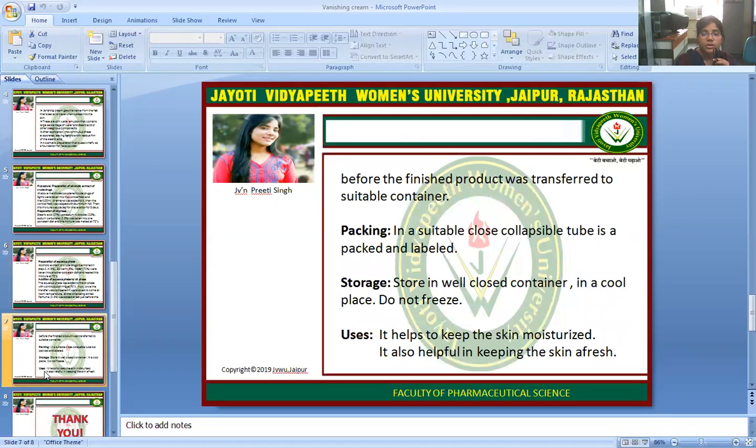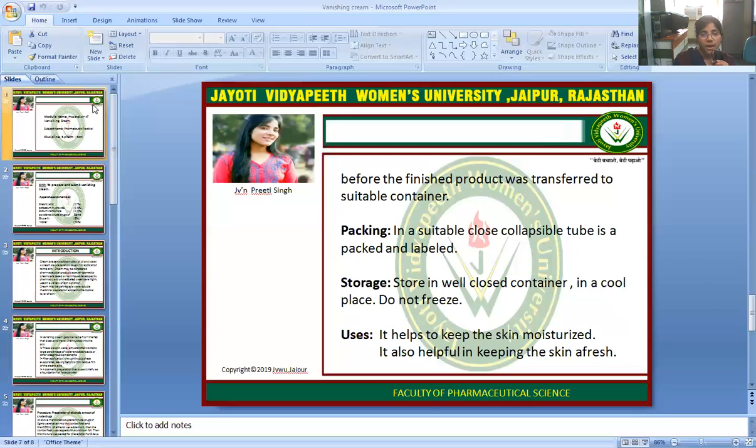What is the storage condition of this preparation? Store in a well closed container in a cool, dry place and do not freeze. So uses: it helps to keep the skin moisturized. It is also helpful in keeping the skin fresh. So this is the complete protocol of this practical.